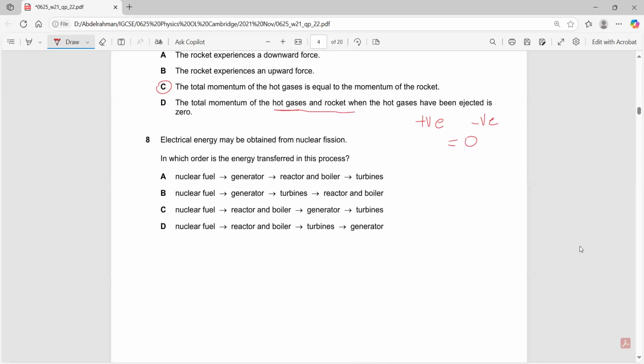Electrical energy may be obtained from nuclear fission. In which order is the energy transferred in this process? Nuclear fuel to the generator? No. Nuclear fuel to the reactor? Generator then turbines, or turbines then generator? Definitely turbines and then generator.